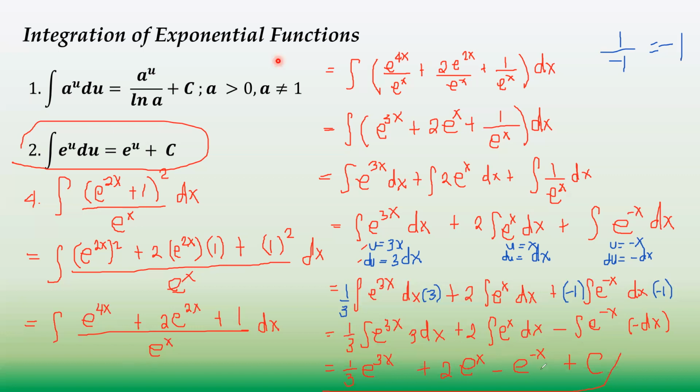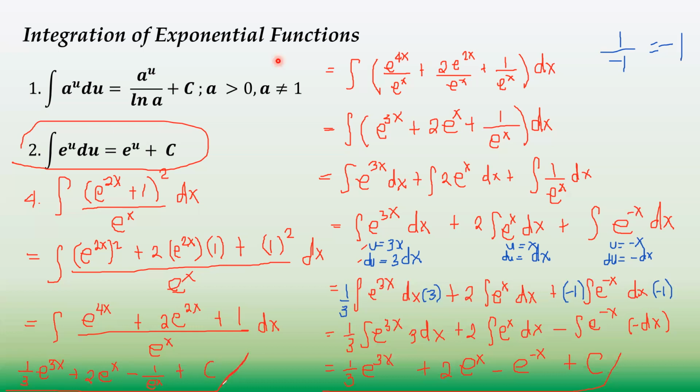pwede mong gawin yung 1 over e raised to x pa. Pwede mo siyang gawing 1/3. Okay, erase ko lang. Or pwede mo gawing 1/3 e raised to 3x plus 2 of e raised to x minus 1 over e raised to x. Reciprocal lang, ano? Kagaya ng given, binalik mo sa positive x. So, babaliktarin mo 1 over e raised to positive x naman plus c. Okay, so para wala tayong negative exponent.